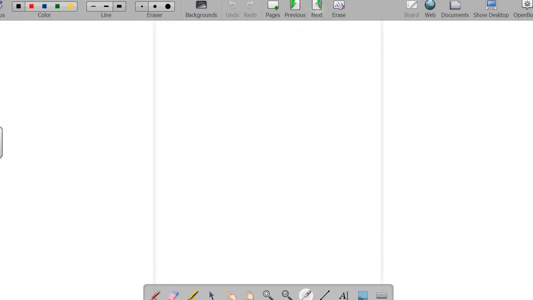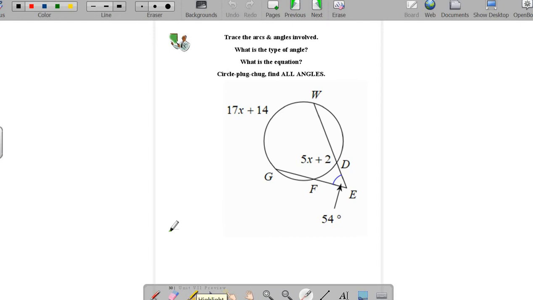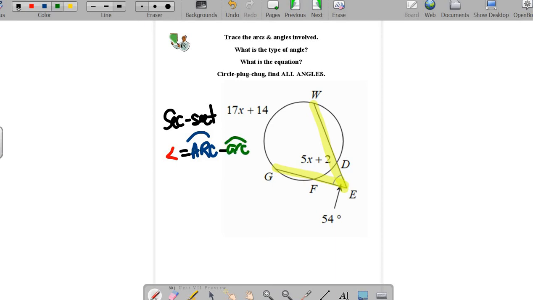Now we're going to be able to do some problems using algebra. Step 1 is you want to identify what kind of angle we're working with here. So this is a secant, secant. Step 2 is you want to write the equation that works with this, and this is angle equals big arc minus little arc over 2.